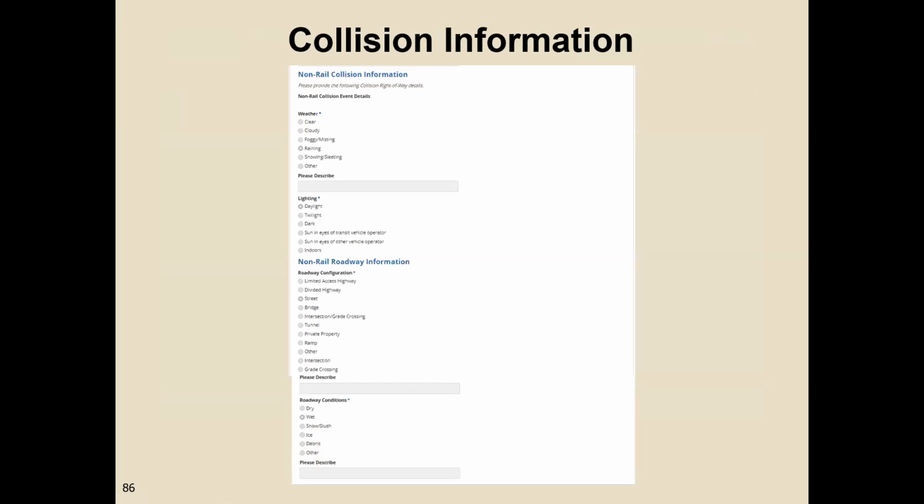Earlier, I mentioned that we separated the intersection/grade crossing selection into an intersection selection and a grade crossing selection. You'll notice that the form still includes the intersection/grade crossing, but you can no longer select it. It had to be kept due to the mid-year launch for historical data.